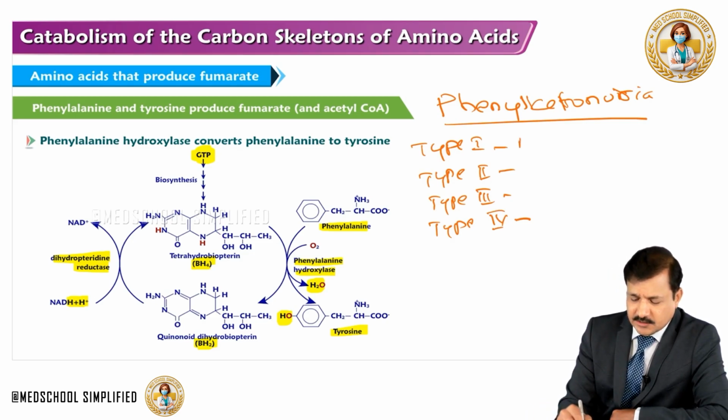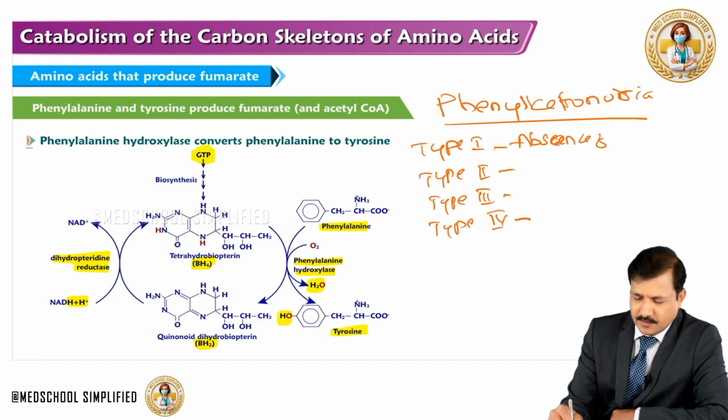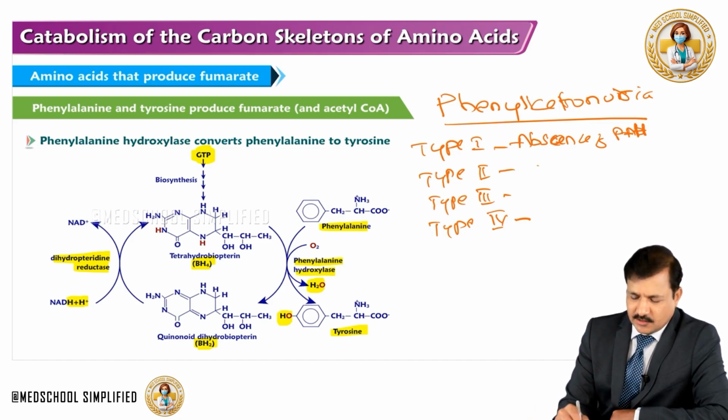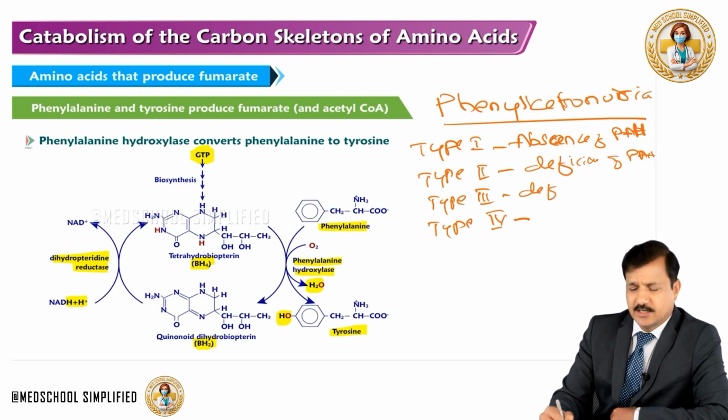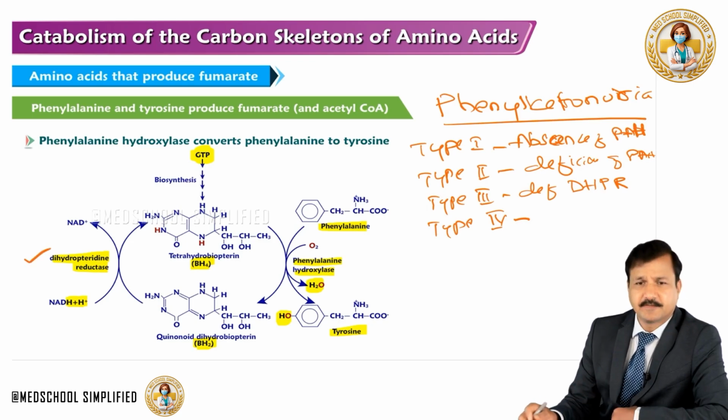So, type 1 phenylketonuria is because of absence of PAH, phenylalanine hydroxylase enzyme, absence of PAH. Type 2 phenylketonuria is because of deficiency of PAH. Type 3 phenylketonuria is because of deficiency of dihydropteridine reductase. I will write it as DHPR, dihydropteridine reductase.